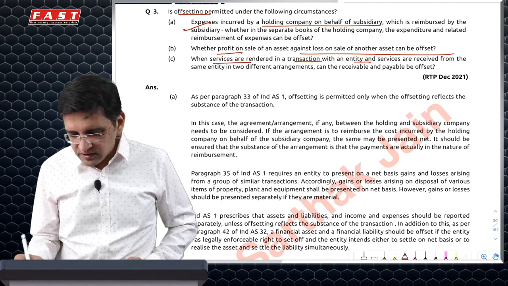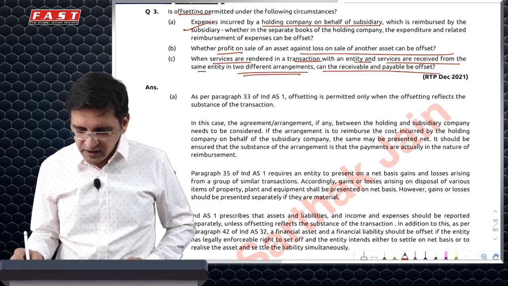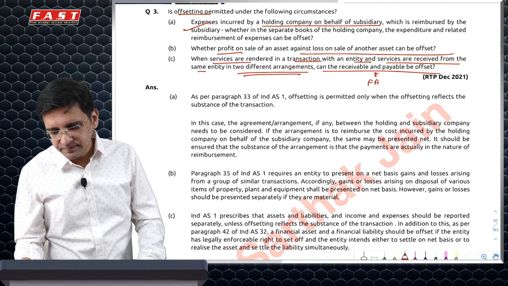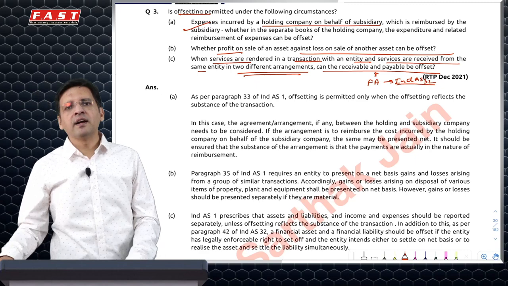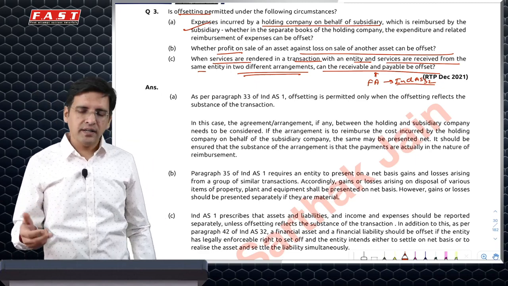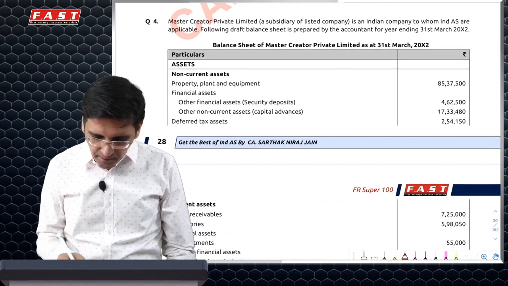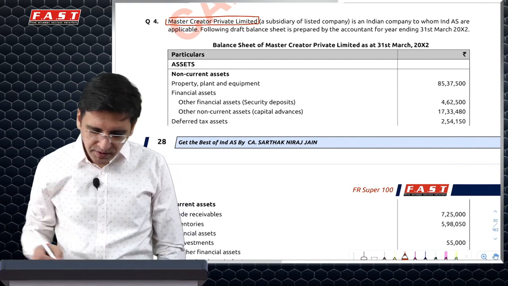Service rendered in a transaction with an entity and service received from the entity in two different arrangements: can the receivable and payable be offset? Because this is a financial asset, Ind AS 32 applies, which says that if you have a legal right, plus you intend to offset it, then you should show assets and liabilities as net, otherwise show it as gross. This is another new question recently asked in one of these MTPs or RTPs.